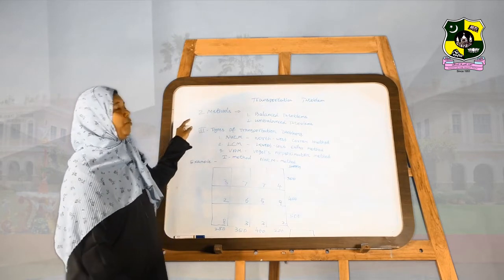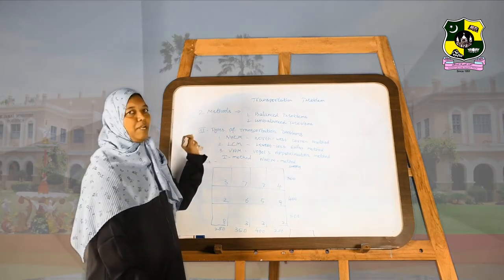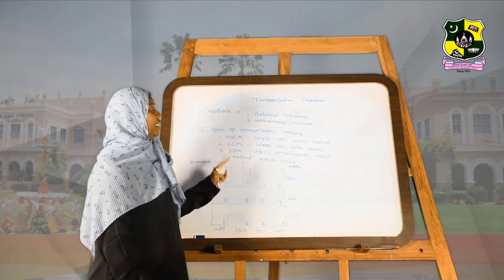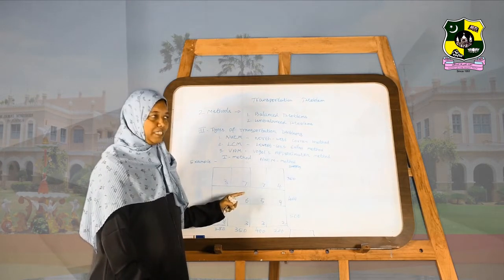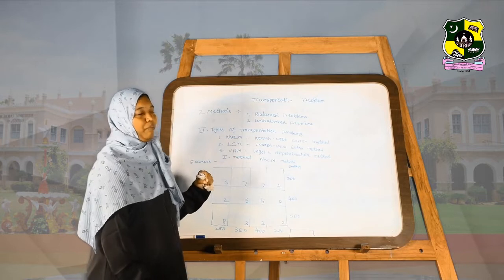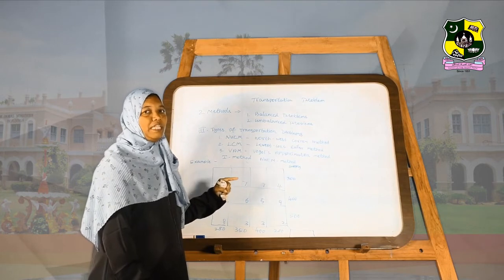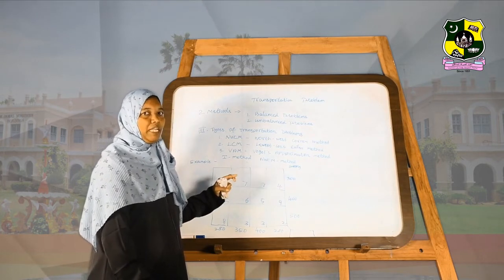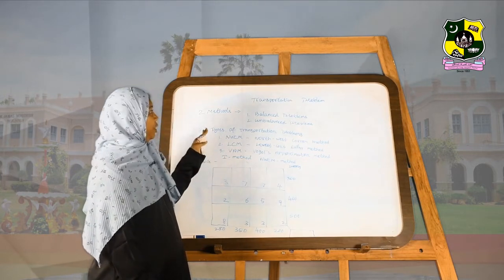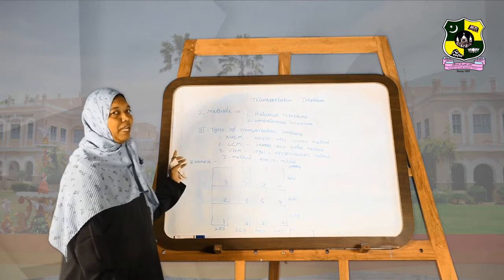The transportation problem has two types. First is the balanced problem and the other is the unbalanced problem. What is a balanced problem? A balanced problem means the supply value and the demand value are equal. The unbalanced problem means the supply value and the demand value are not equal. So we add dummy rows or dummy columns to solve an unbalanced problem.